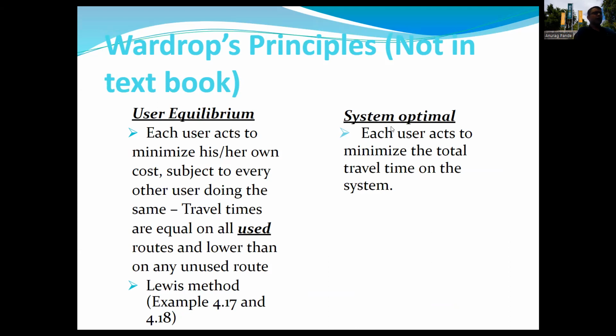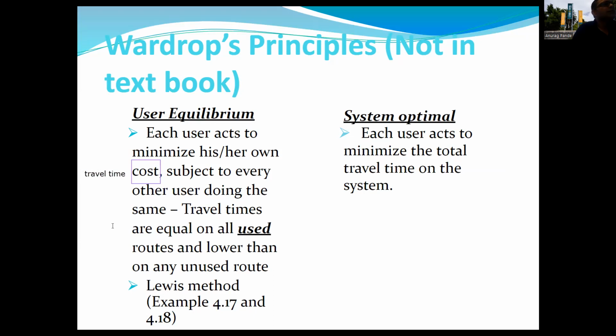In the user equilibrium approach, every user acts to minimize their own travel time. When I say cost, I'll sometimes use the term cost here, and typically what we mean by cost is travel time. So I'm interested in travel time when I say cost, and everybody else is doing the same thing. The user equilibrium happens when a user cannot minimize their travel time any further by switching the route.